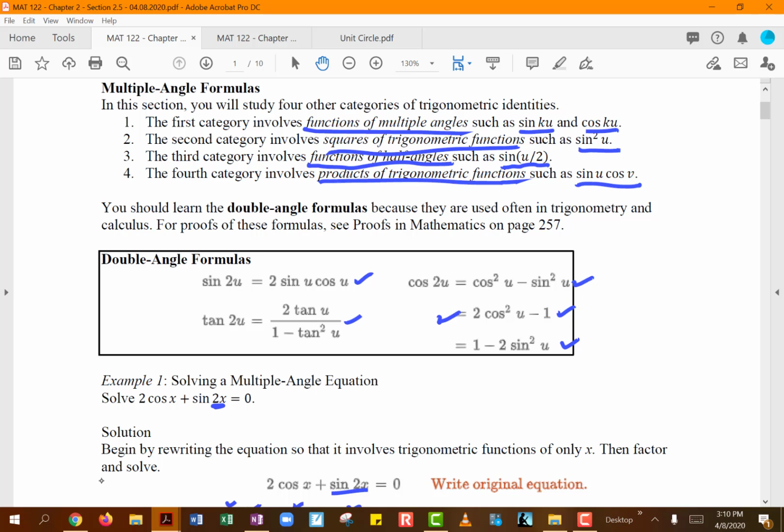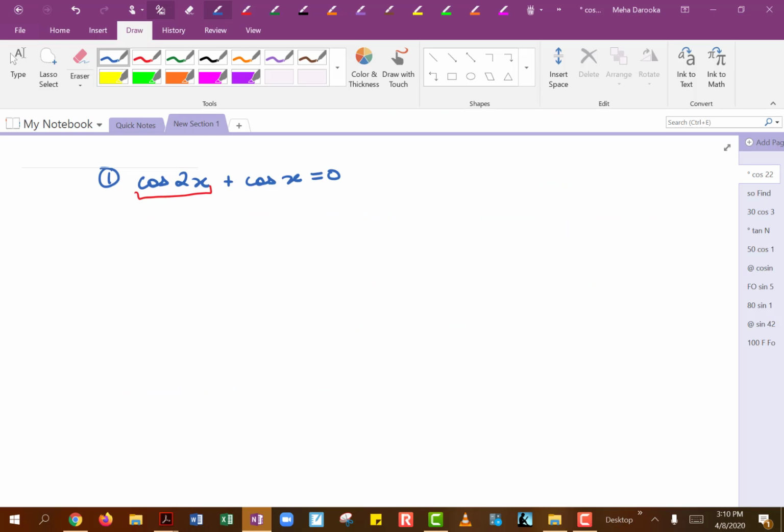Right over here, 2 times cosine squared of u minus 1. Now you can try with the other ones, but I think it gets more complicated with those. So this second form is going to be the more direct route for us. So we'll go ahead and rewrite this one as 2 cosine squared of x minus 1, and then bring down that plus cosine of x, okay?